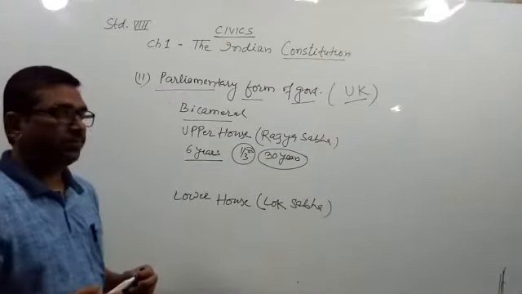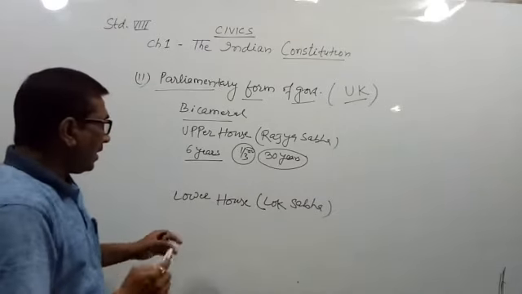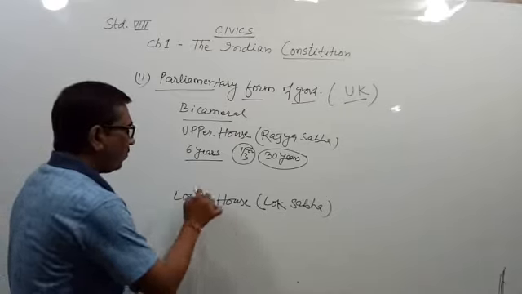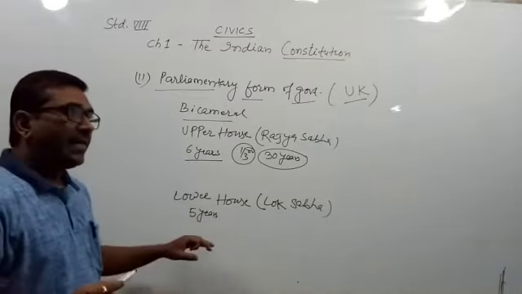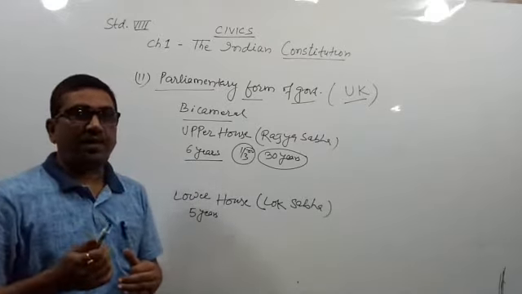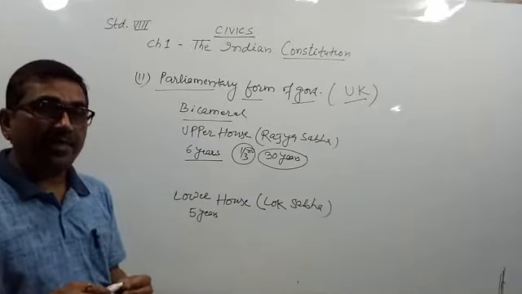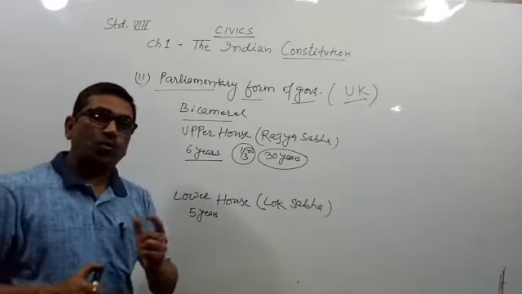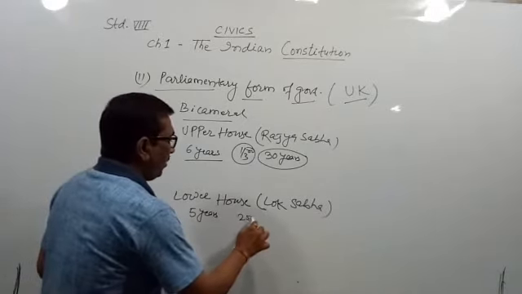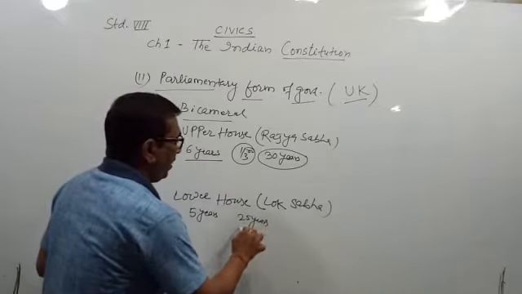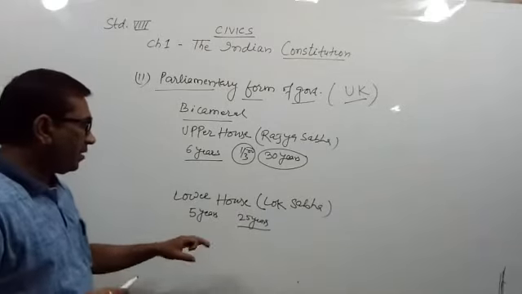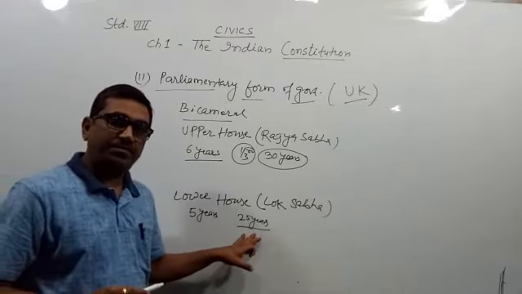Lower house: they are elected for a term of 5 years. It gets dissolved after the completion of 5 years. As soon as their term is completed, it gets over. The minimum age is 25 years. To contest as a member of the lower house, Lok Sabha, the minimum age is 25 years.